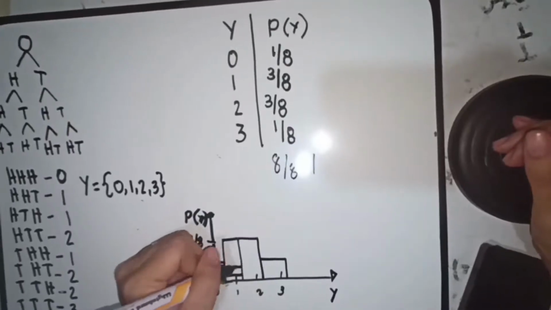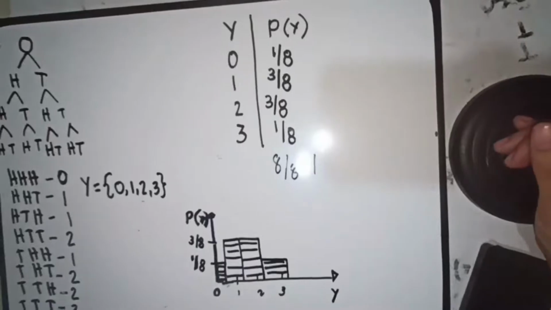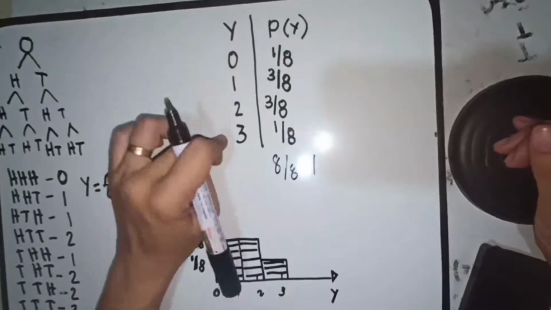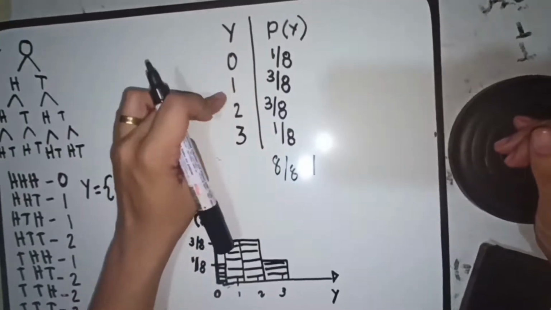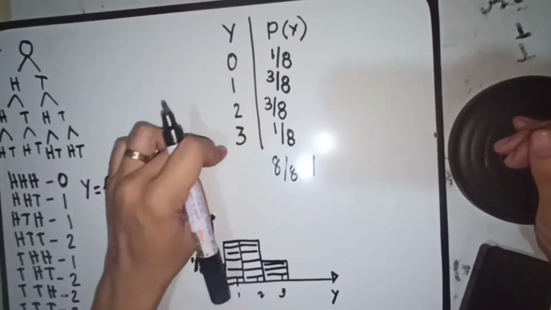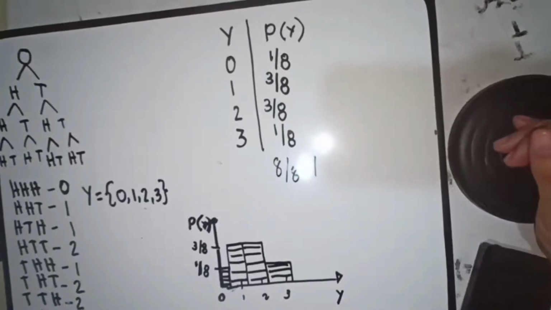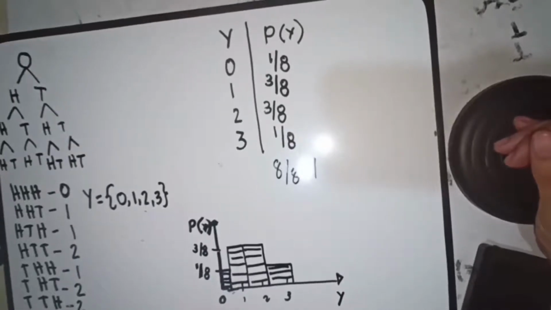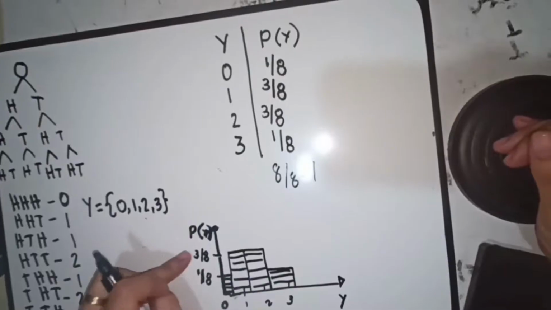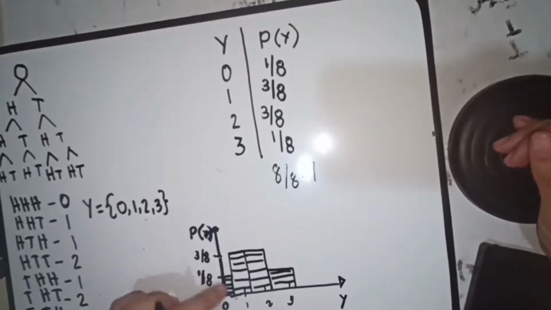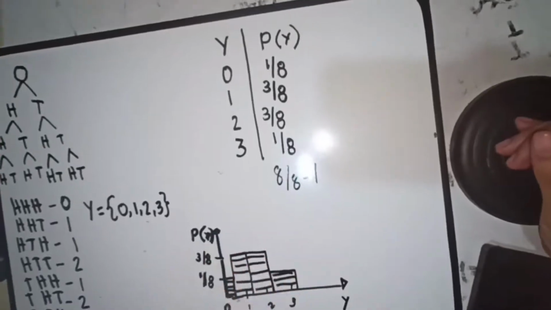This is the histogram for our example number 1. So, again, we have the values of y: 0, 1, 2, 3. For the corresponding probability of y, 0 is 1 over 8, 1 is 3 over 8, 2 is 3 over 8, and 3 is 1 over 8. And then we have the histogram. The values of our random variable go on the horizontal axis: 0, 1, 2, and 3. And then the probabilities are 1 over 8 and 3 over 8. So 0 is 1 over 8, 1 is 3 over 8, 2 is 3 over 8, and 3 is 1 over 8. So, it looks like this.